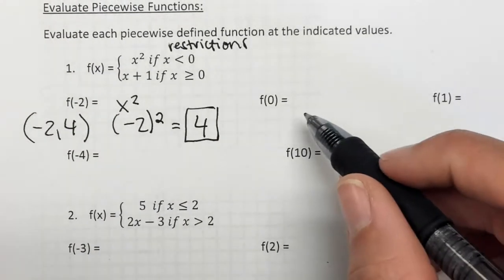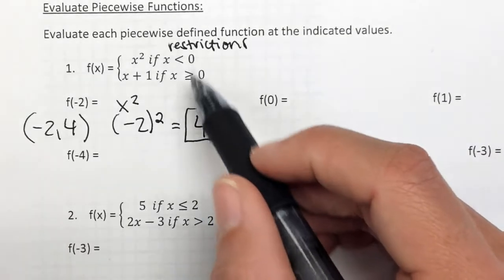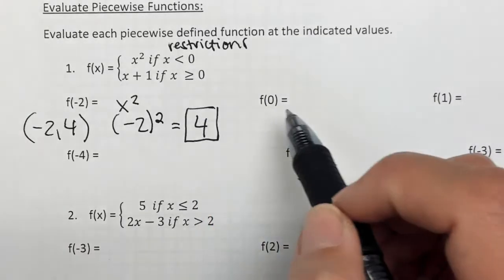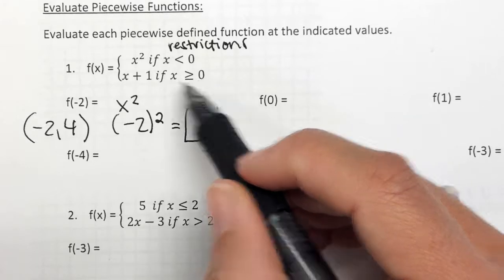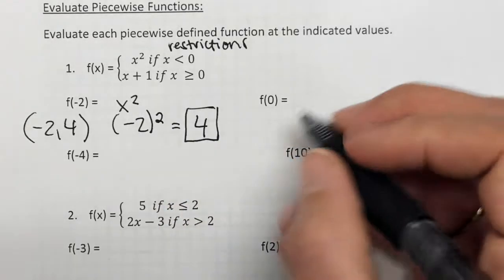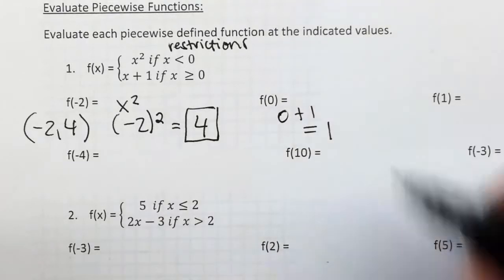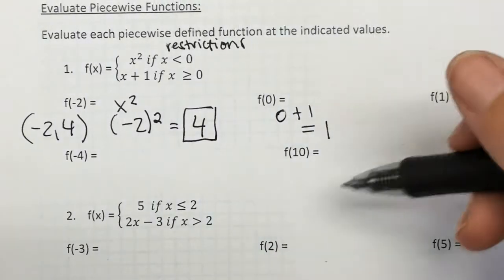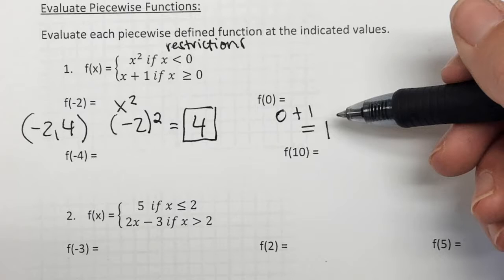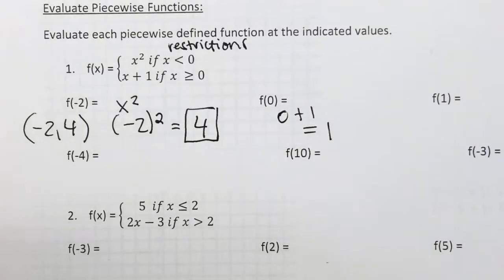Alright, so for f of 0, which piece do we plug this into? The second one. Yes, because 0 is equal to 0. So we plug in 0 right here and we'll get 0 plus 1 gives us 1. So as a coordinate point, you don't have to write it down, but this coordinate point would be what? 0, 1. Good.